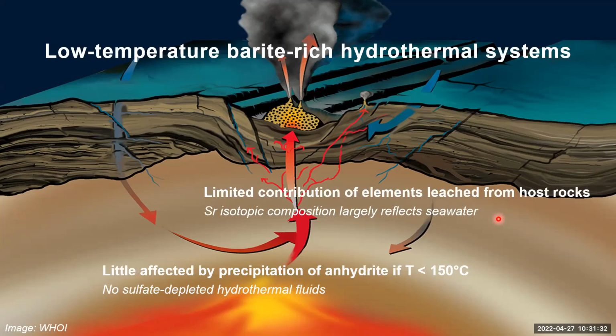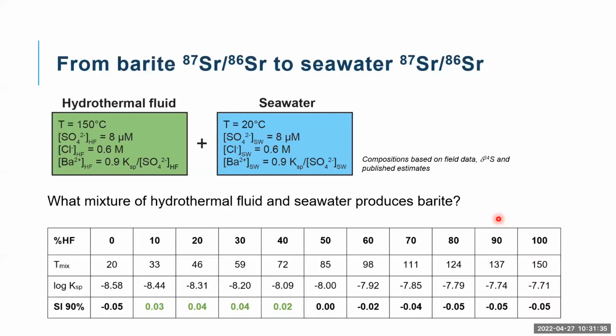So this is important, because what we then try to do is make a model to calculate the possible range of seawater strontium isotope values that are consistent with the values that we measured in the barite. In a sense, you could think of this as trying to calculate a bit of an uncertainty range on the seawater strontium isotope curve, because we have this uncertainty about some potential hydrothermal fluid mixing in. So the way we did this is we calculated which mixing ratios of hydrothermal fluid and seawater would produce sufficient oversaturation for barite to form.